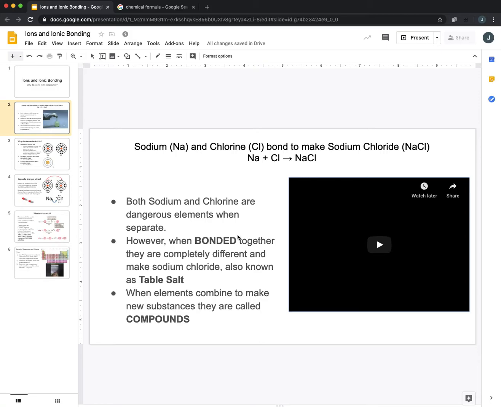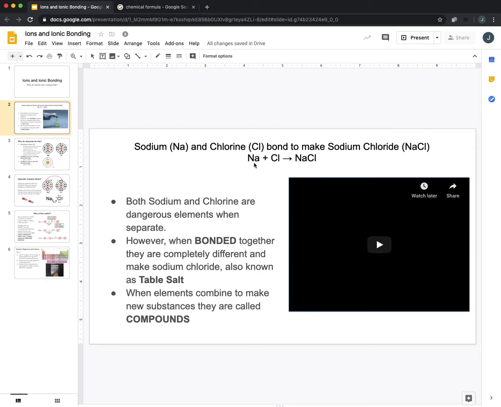So when you bond elements together, you're completely changing the structure and the function and the properties of those elements. Okay, and when elements combine together, we call those new substances compounds.